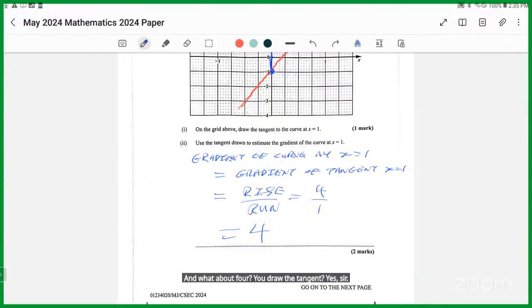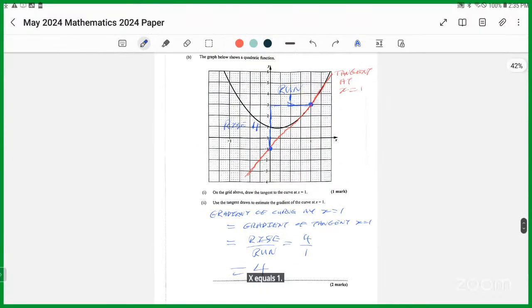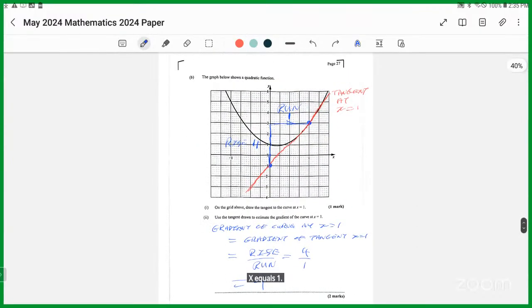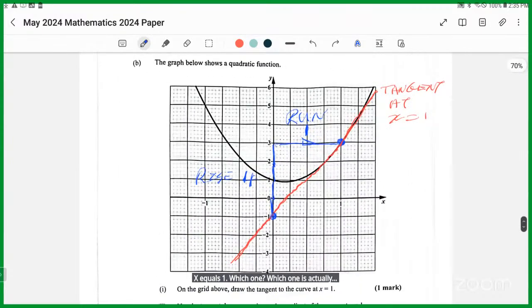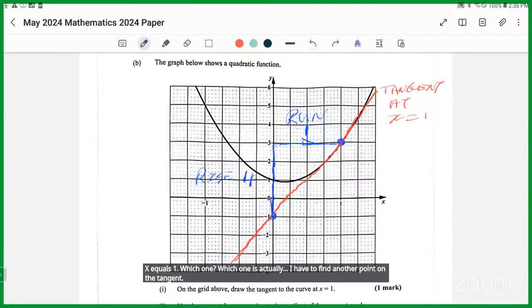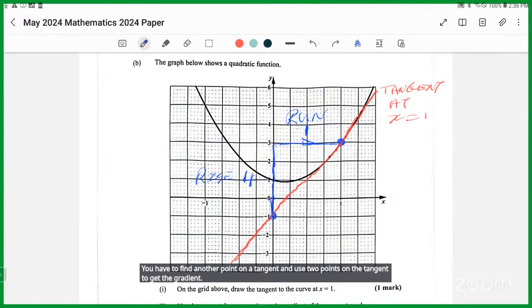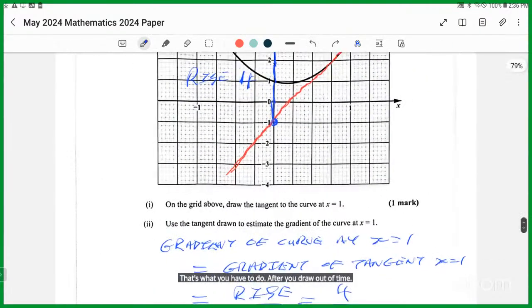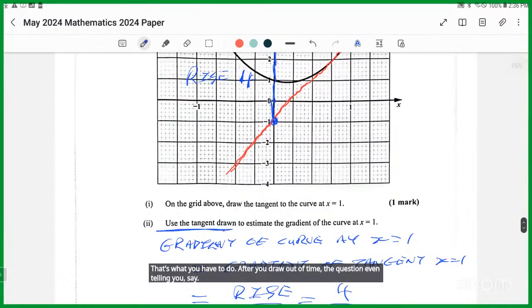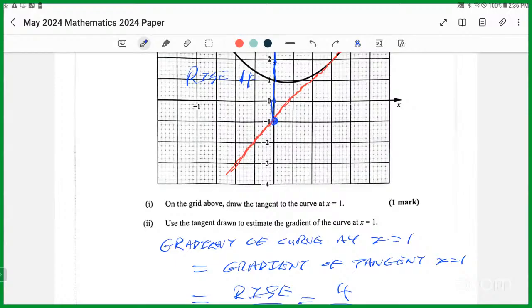Use x equals 1. Which one? Which one do you use x equals 1? You draw a tangent here. You have to find another point on the tangent, and use 2 points on the tangent to get the gradient. That's what you have to do. After you draw the tangent, the question is even telling you to use a tangent. All right. So if you get one like this again, make sure you get it.